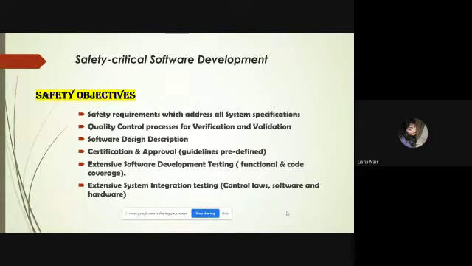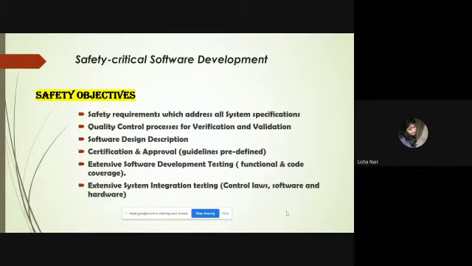When you say extensive software development testing, it's about the functional and code coverage. So you verify whether the functionality works as per the expectations of the system, and whether the code has achieved all those specifications, and whether you have covered all the functionalities. So this is what is done with extensive testing while in development.